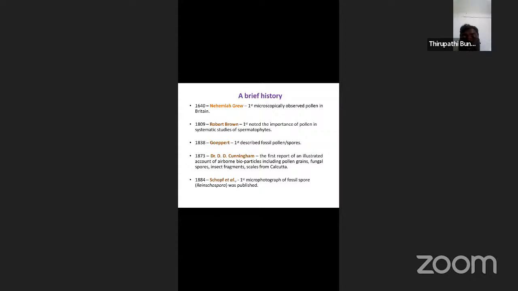Next, Stough et al. did micrography of fossil spores. Next, the scanning electron microscope, transmission electron microscope and ultramicroscope gave a new era to palynology.